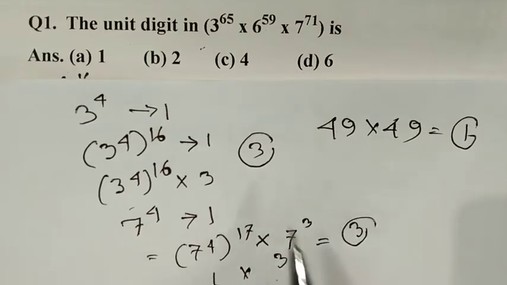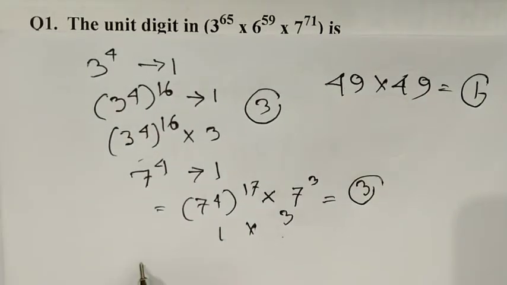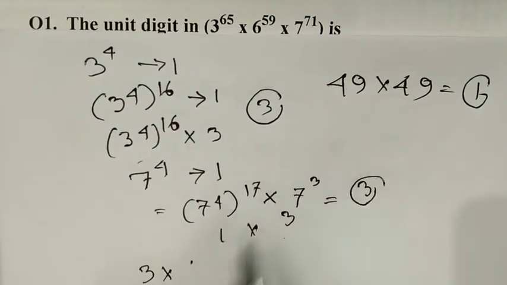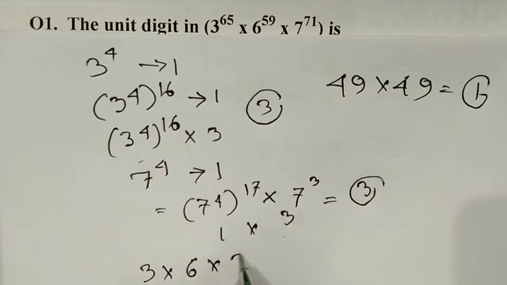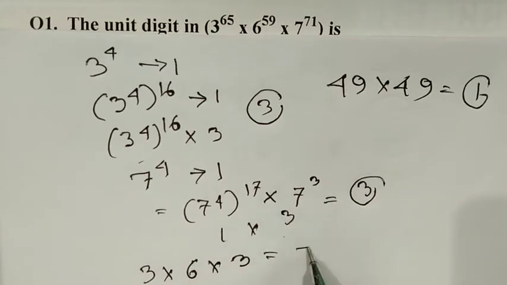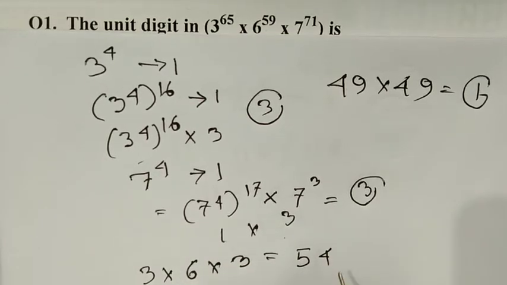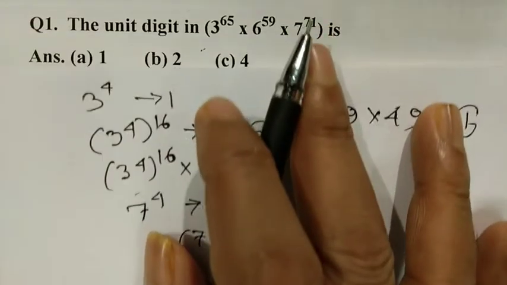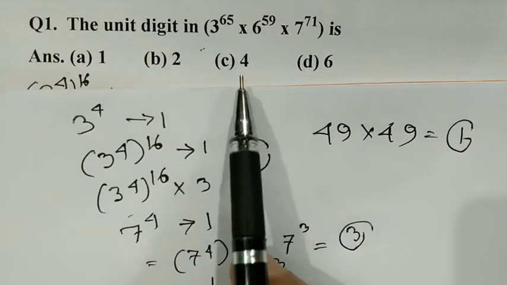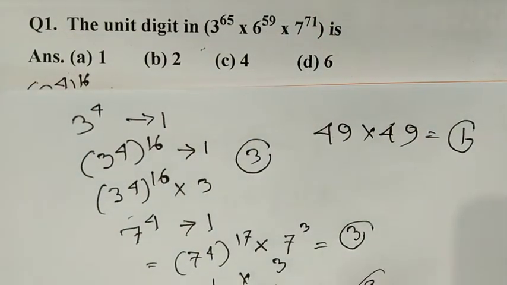Required unit digit: 3 into 6 into 3 equals 54. Then the answer is 4. Answer C.